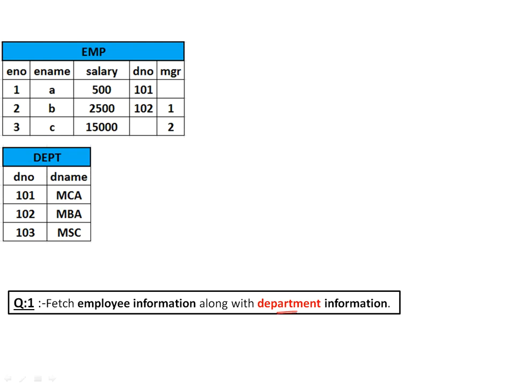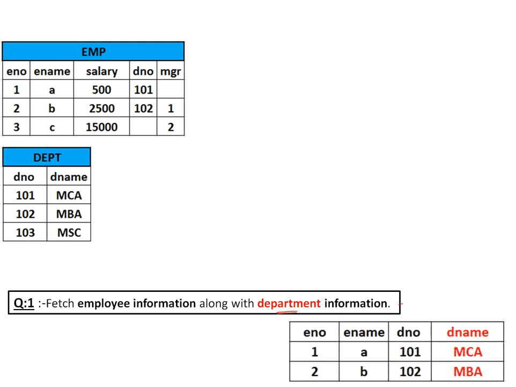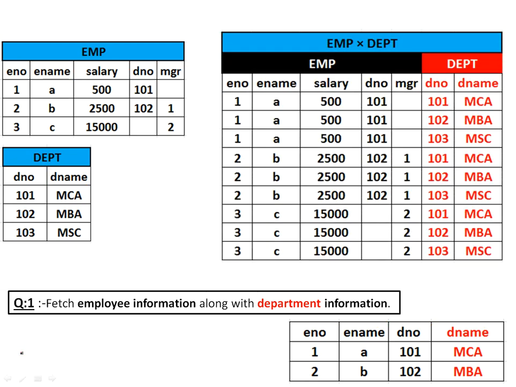What do I require? I require output like this: employee number, employee name, department number and department name. Employee number and employee name are available here, department number also is available, but the only thing missing is the department name. So when you need data from multiple tables, the only option is to write the Cartesian product. The number of columns will be added, the number of rows will be multiplied.